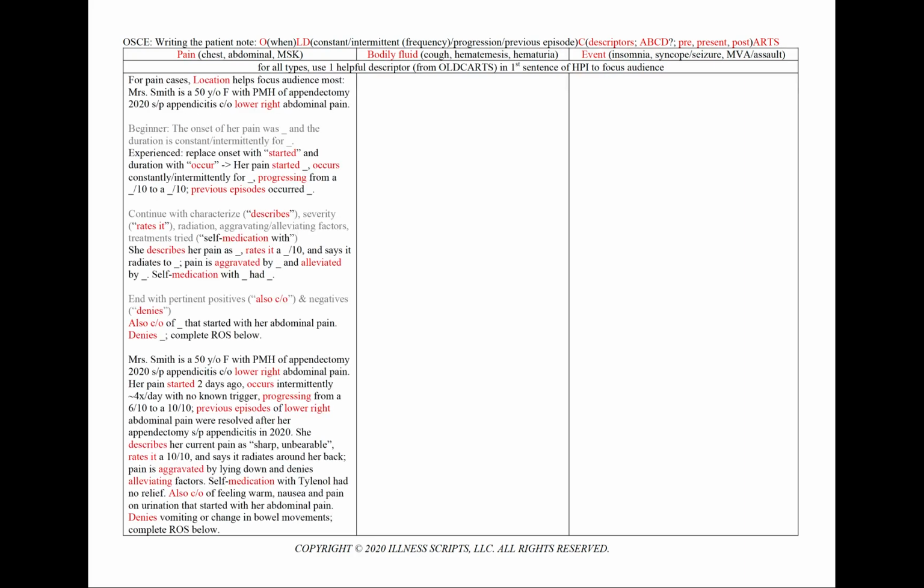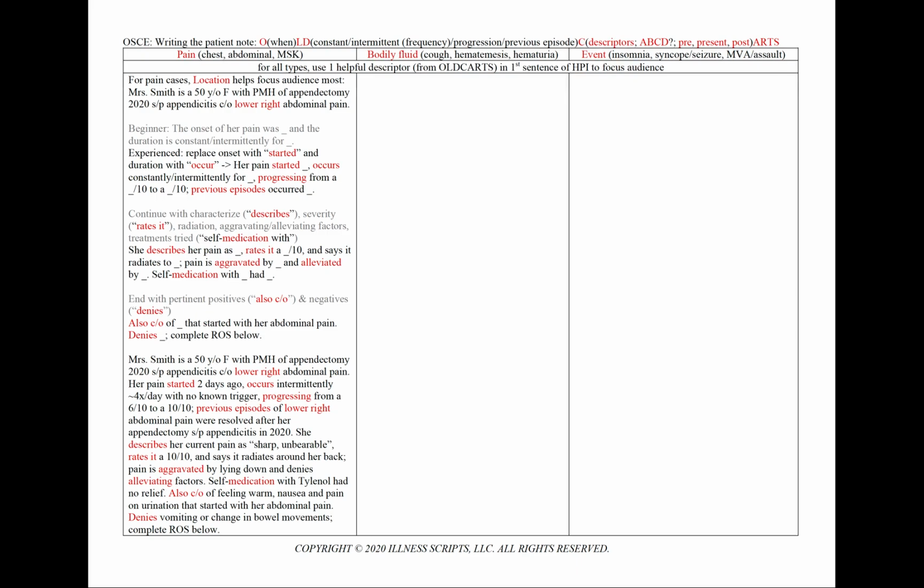There are 3 node types to know, and if you know these 3, all your OSCE cases will fit one of them. For all types, we're going to use one helpful descriptor from our mnemonic, OLD CARTS or your mnemonic, SOCRATES or etc., in the first sentence of the HPI to focus our audience. So for a case of pain, the location helps focus the audience the most.